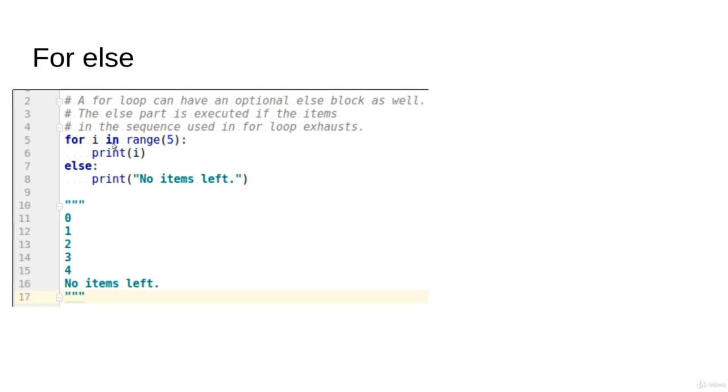For example here, the for loop keeps iterating 5 times with i from 0 to 4. And then the loop is done. Then the else will be executed.